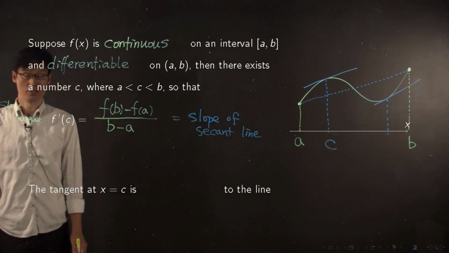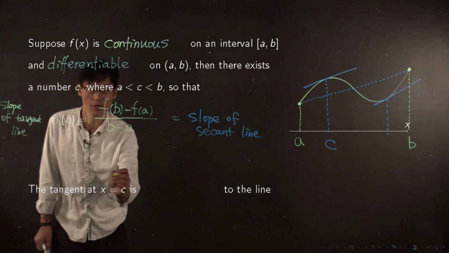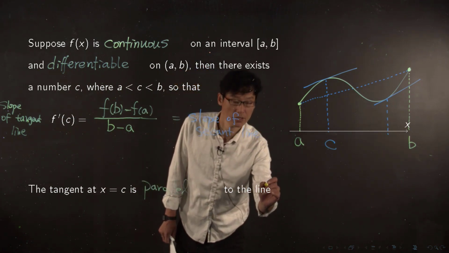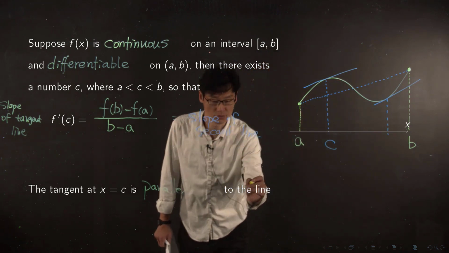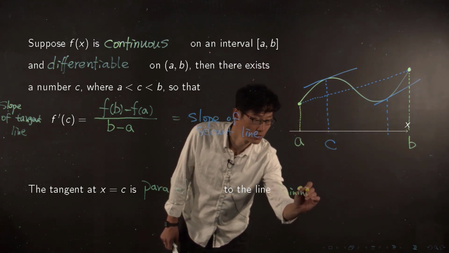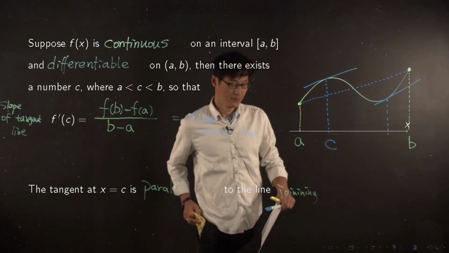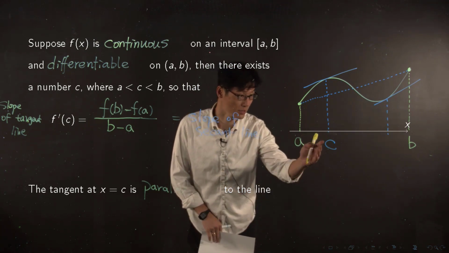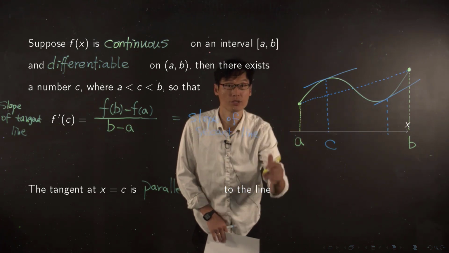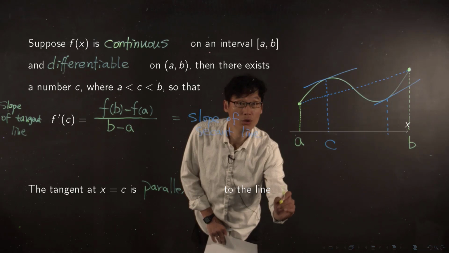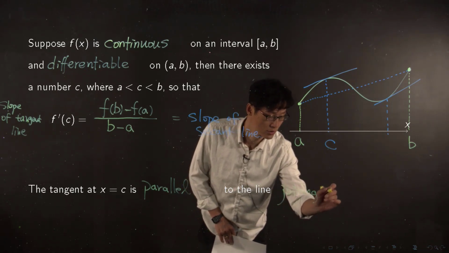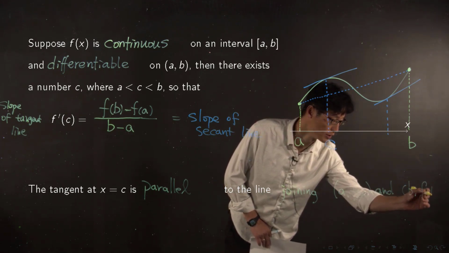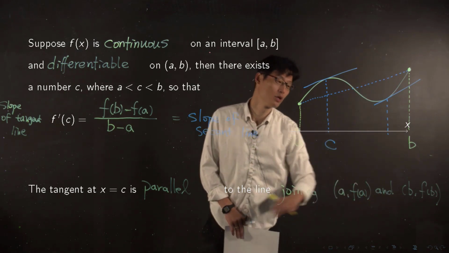Okay. So the tangent line at c is parallel to the secant line joining two points, a comma f of a and b comma f of b. So just the secant line, this blue secant line joining two points.